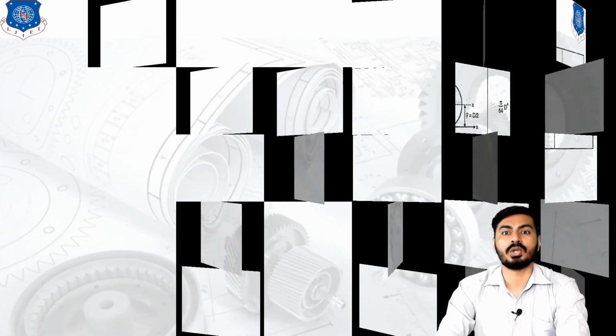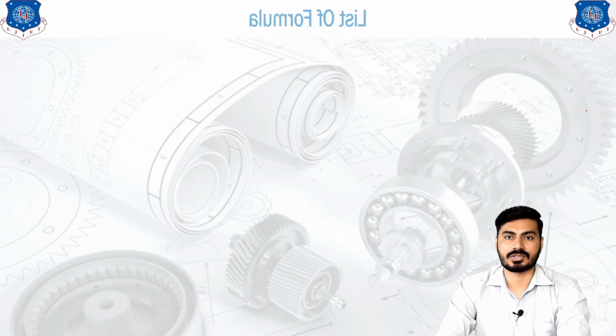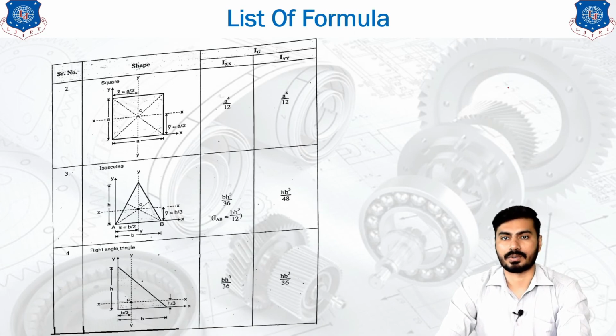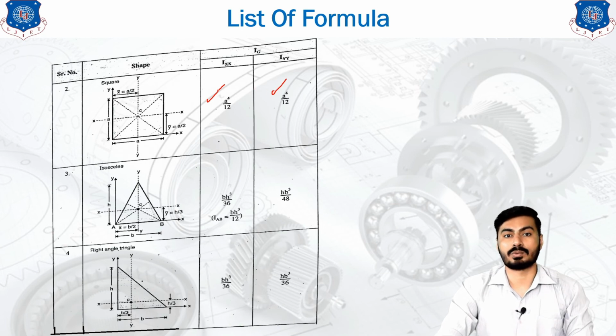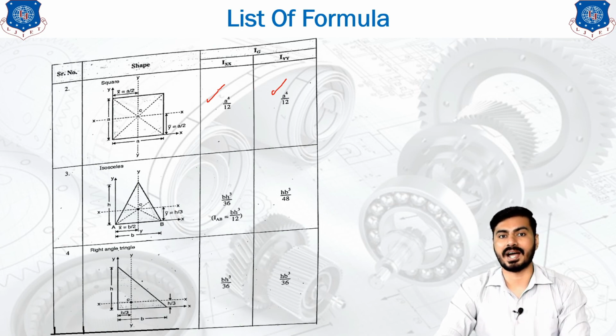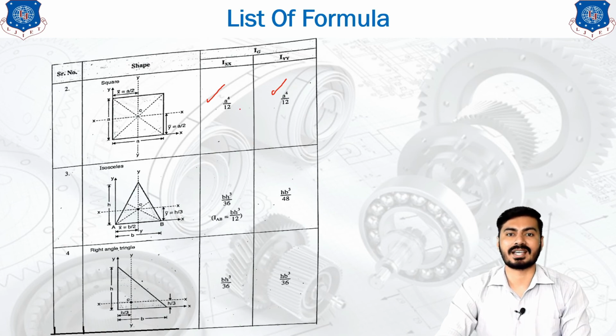Now we will see the formulas for the triangular shape and the square shape. For the square, if both the sides of the rectangle are the same, we can say it is a square. So there is no B and D, only one side length is given, that is A. If you replace B and D, you will get the answer as A raised to 4. And as the square is also symmetrical about the x and the y axes, you will get IXX and IYY as the same, that is A raised to 4 by 12.